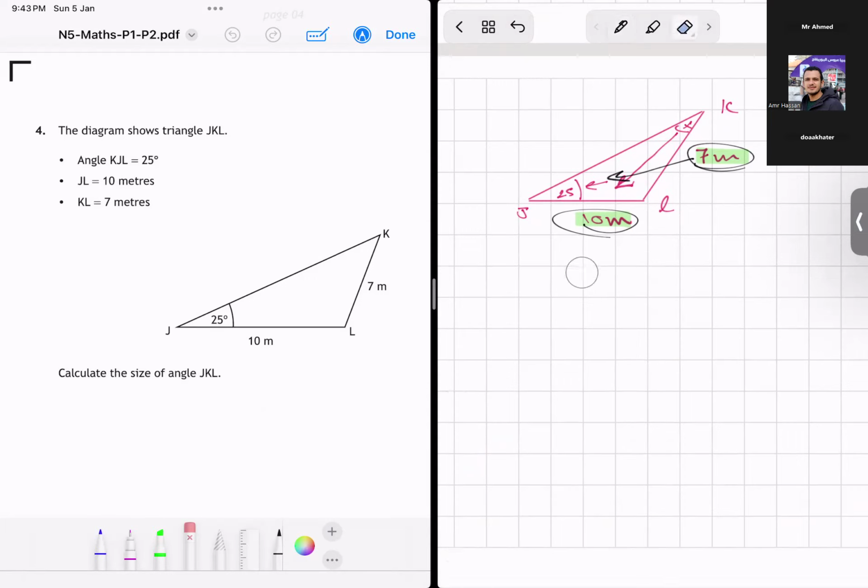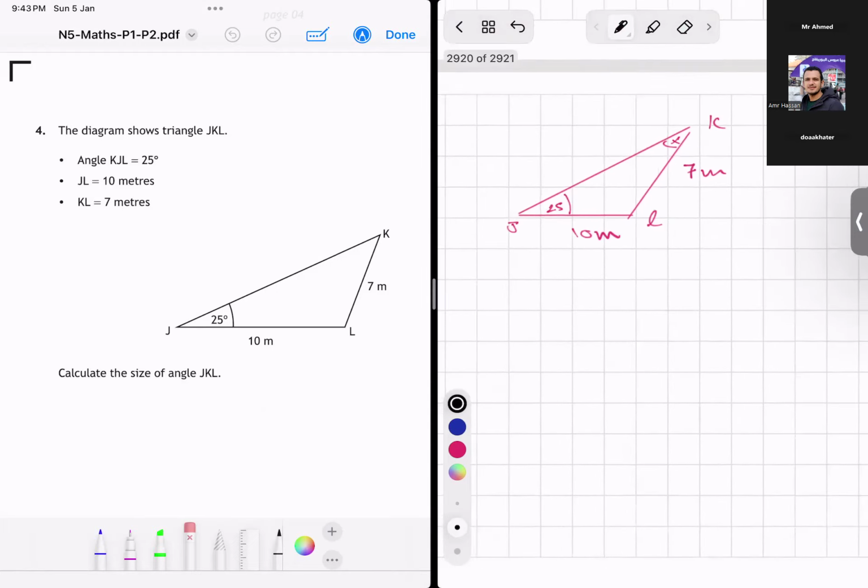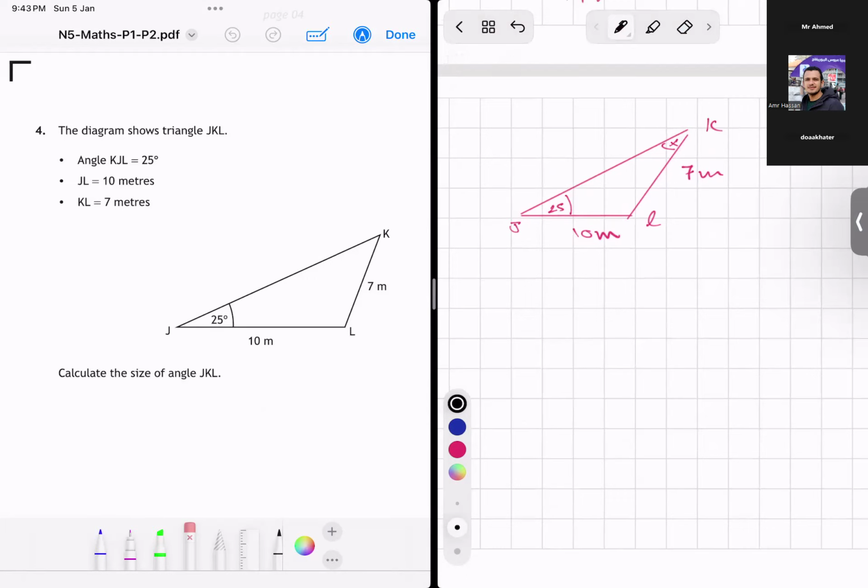Wait, why are we doing sine? Oh, wait, no, I get it. Look at the given information. I have a couple sides, right? 7 meter and 10 meter. And I get an angle 25. But the angle is not in between the two sides, right? So the best thing for me is just try to use the sine rule. I need to figure out this angle. So I assume this part is X. You could assume A or whatever you want.